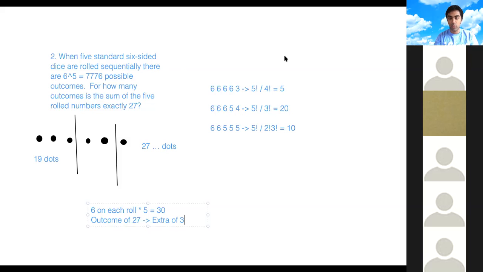So effectively, this problem would then be equivalent to saying, if I had 3 dots, that's my 3 extra, I want to spread those out between the 5 die rolls. So that means there's 4 dividers.